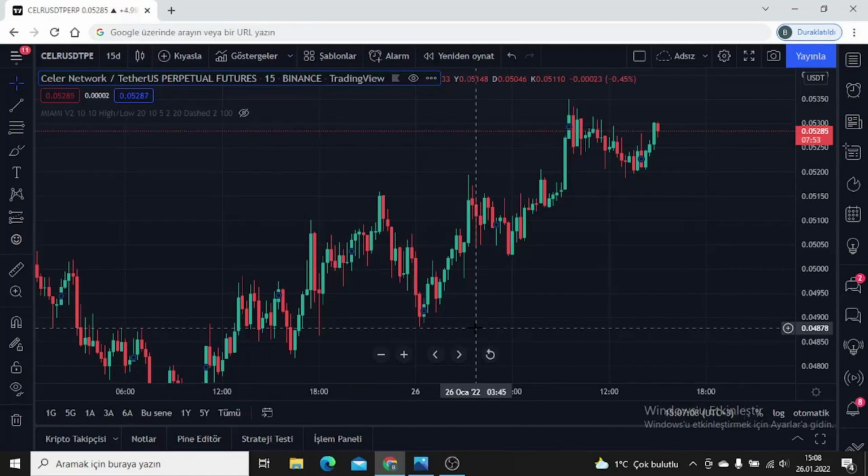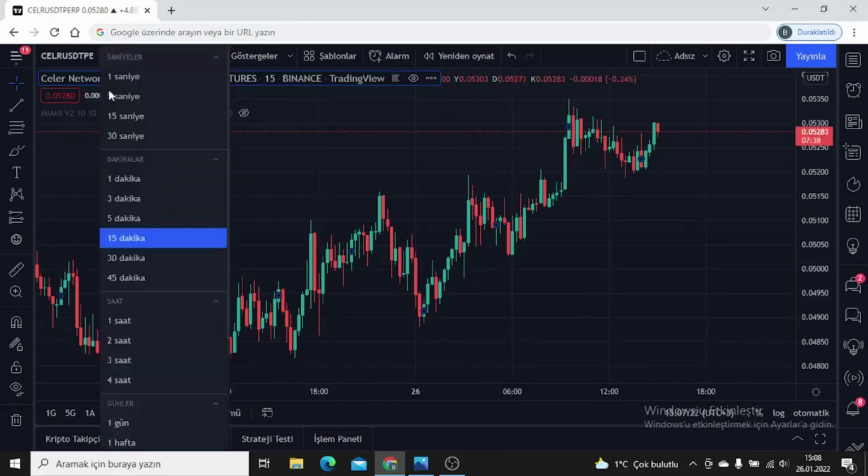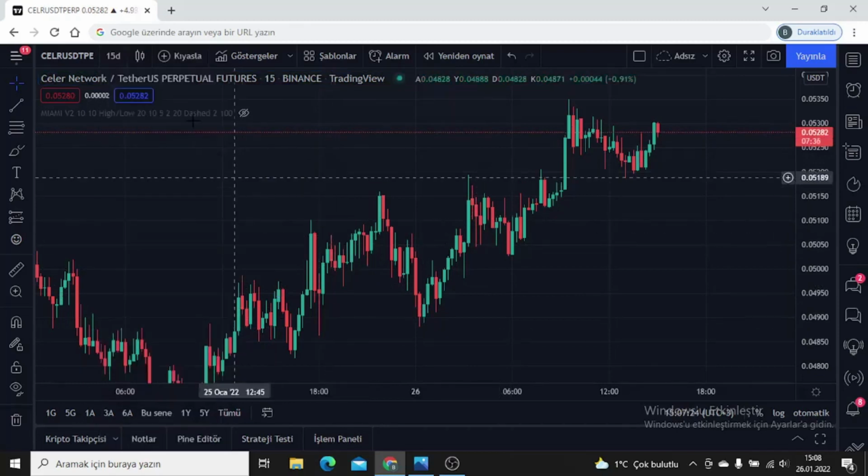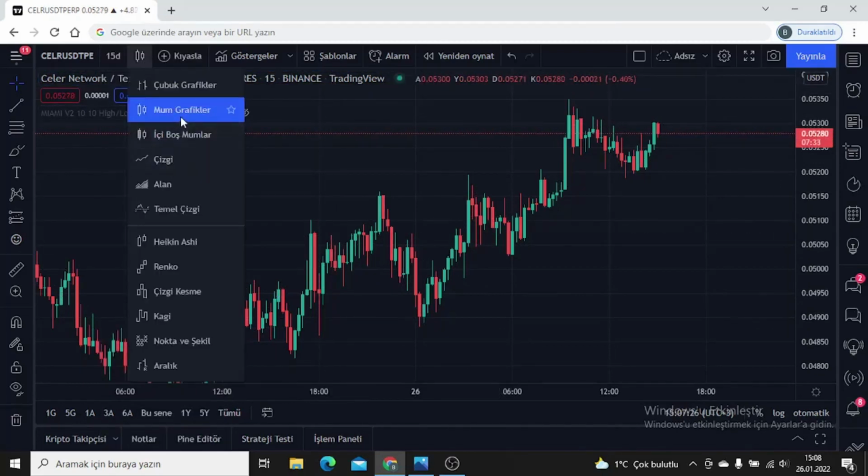Today I will try to show you a trading tactic, a trading strategy in a 15-minute period. You can use this strategy on stocks, stock markets, cryptocurrencies. You can also use it in Forex. As you can see, it is a 15-minute chart, and the candles will be normal candles.